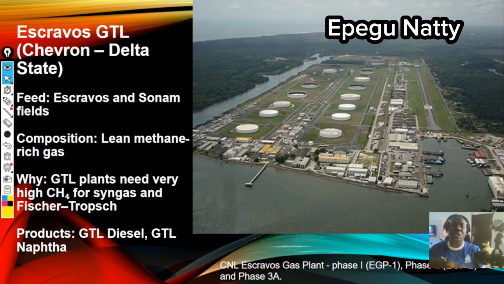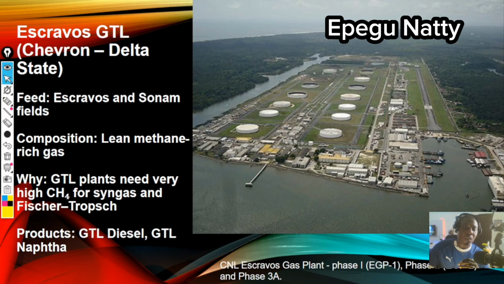Okay, so these are dry wells that have lean methane rich gas. So why is this plant very important? This plant is very strategic, right? You can't afford to be flaring out all your lean gases, because the consumption rate in Nigeria cannot accommodate the amount of lean gas being obtained from our gas wells. We have massive gas wells, massive gas reserve in Nigeria.